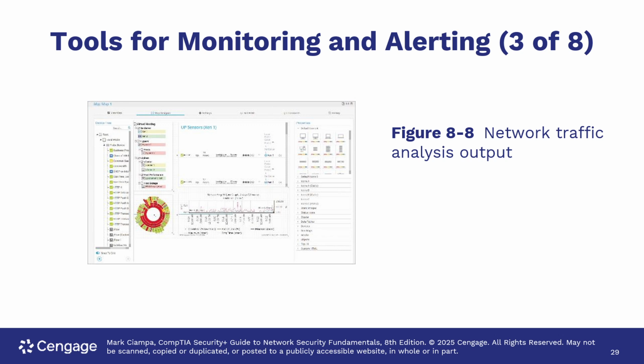So here's an example of network traffic analysis output. Okay, so you can see the graphic symbols and the bar graphs and the pie graphs. Here's a network analysis output.